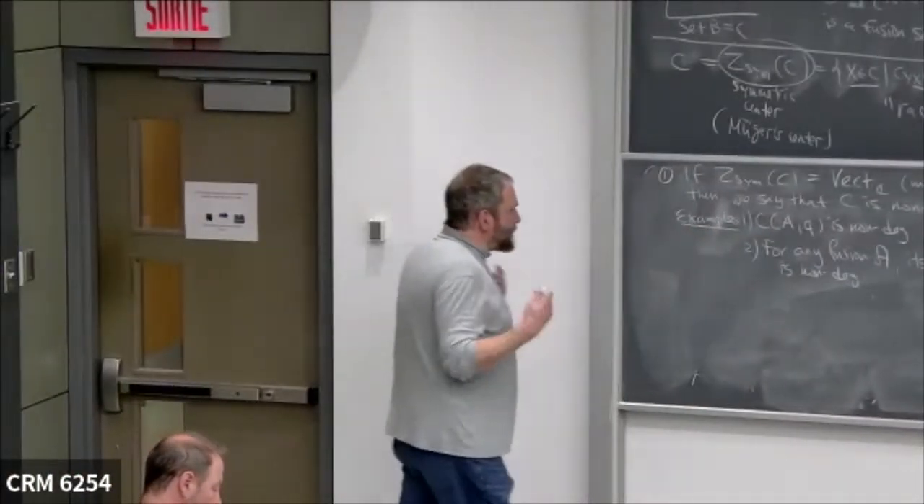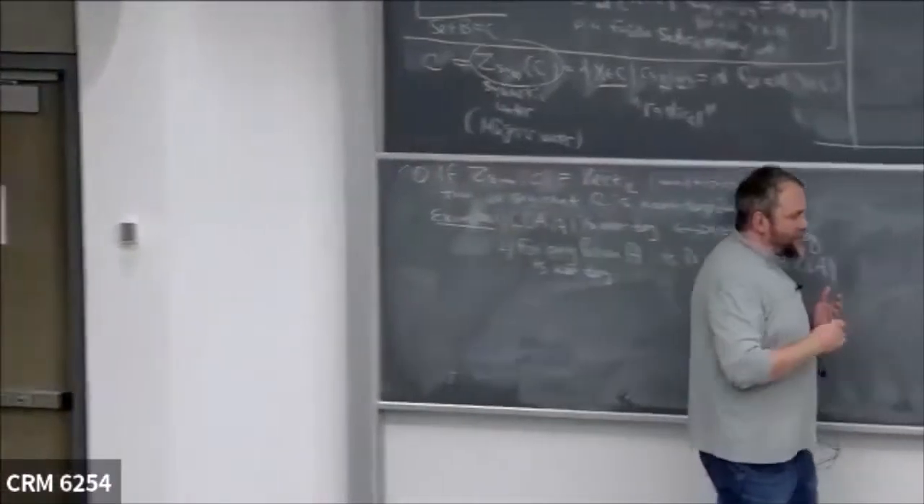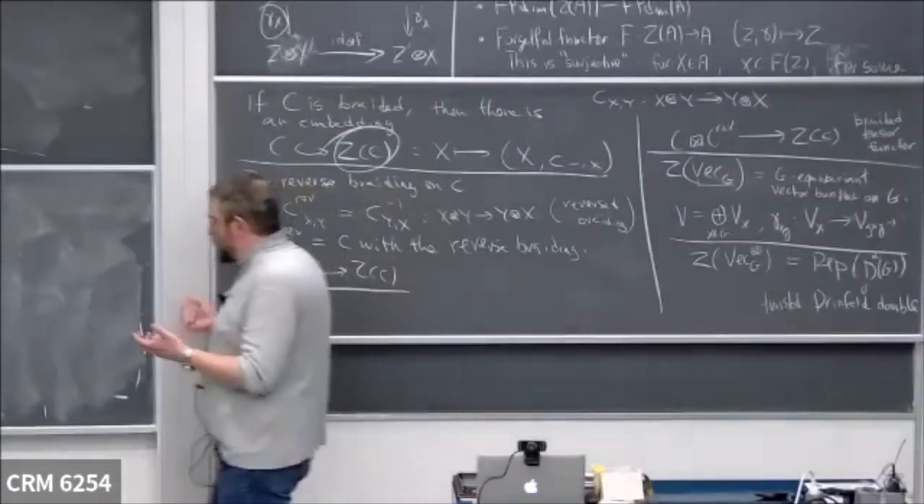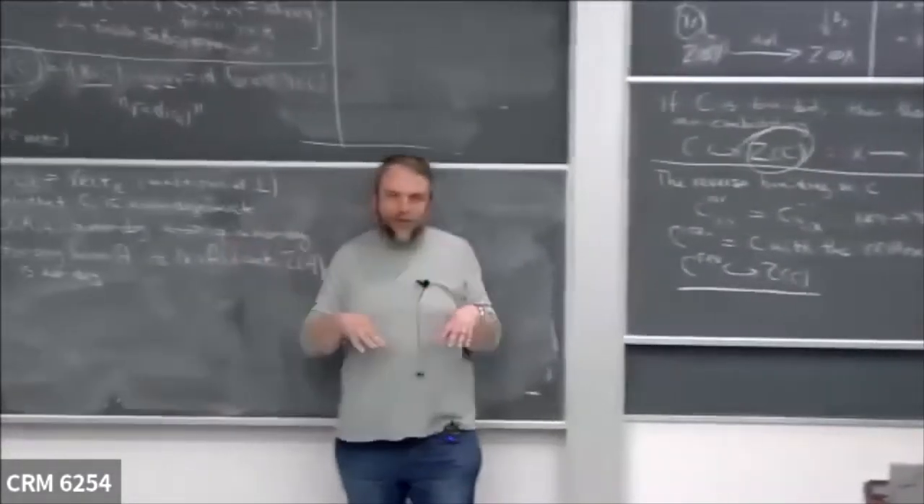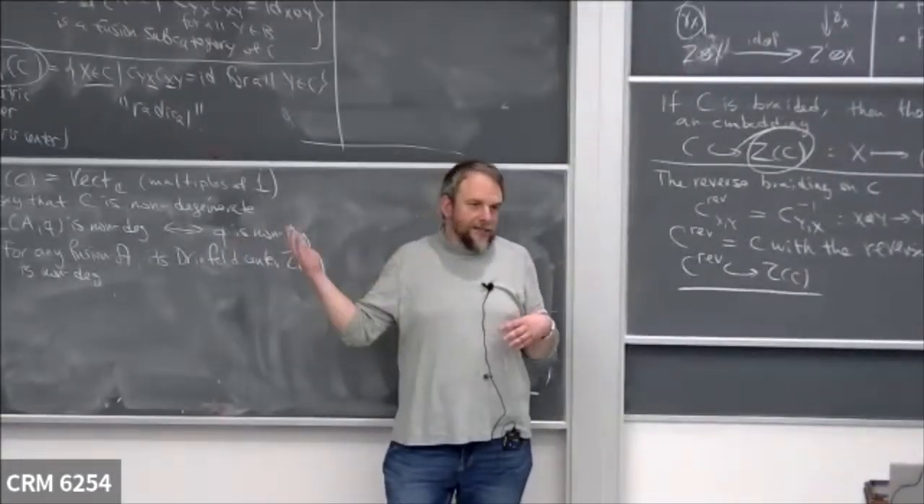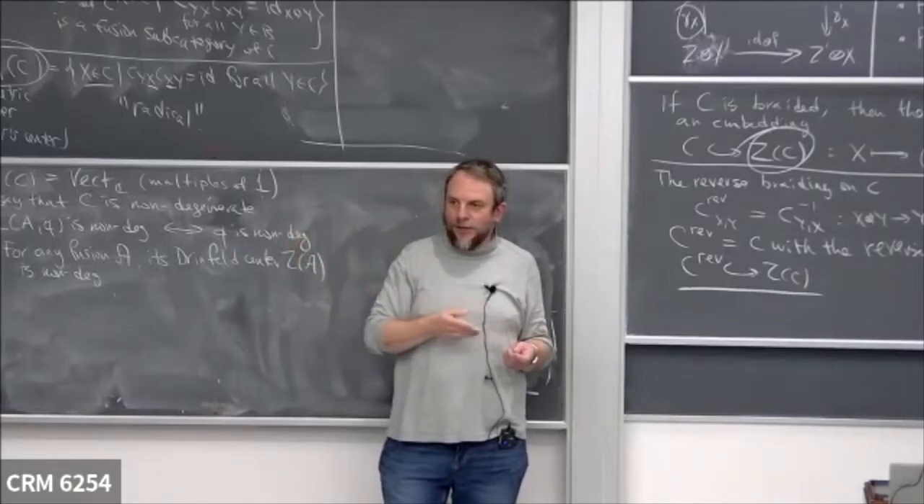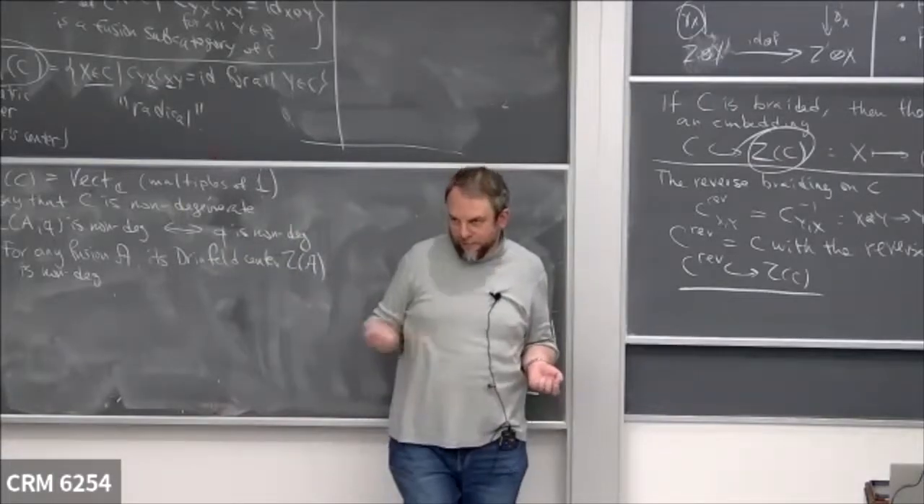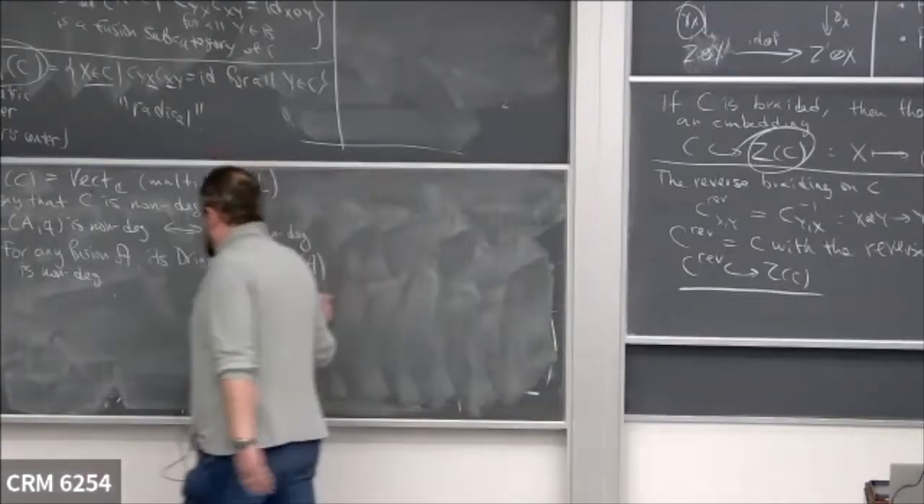Now, we will see that in general, the study of braided categories is reduced in some sense to the study of non-degenerate ones. Just like the study of quadratic forms, you can mod out by the radical, and what remains is a non-degenerate form. So the same strategy works here.